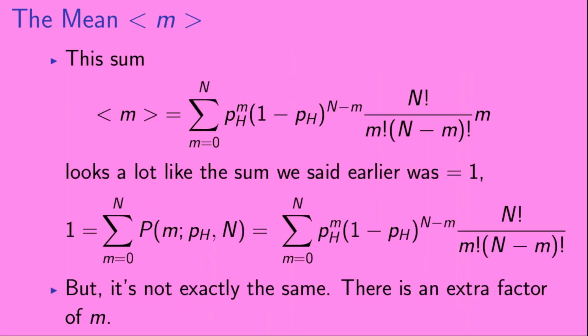Okay, so this sum from the previous slide looks a lot like the sum we said earlier was equal to 1. So we had said that 1 is equal to the sum from m equals 0 to n of p of m given ph and n, which is the same expression as we have at the top of the slide, except it doesn't have that final factor of m at the end. So these two expressions are not exactly the same. The expression that we want to calculate has an extra factor of m.